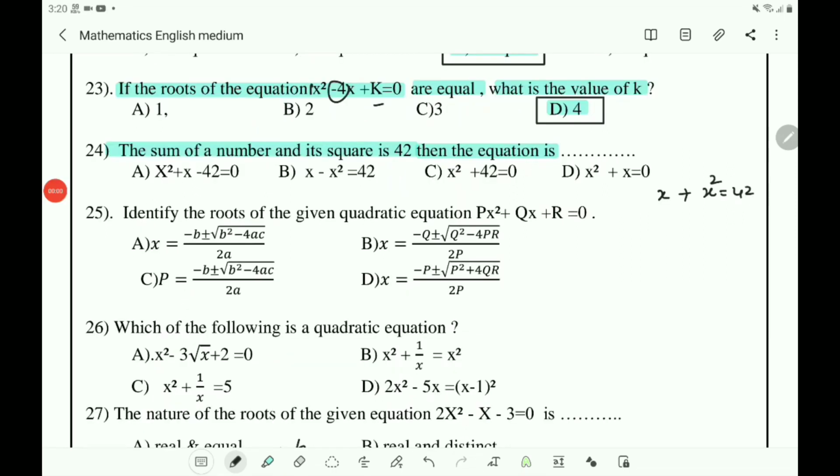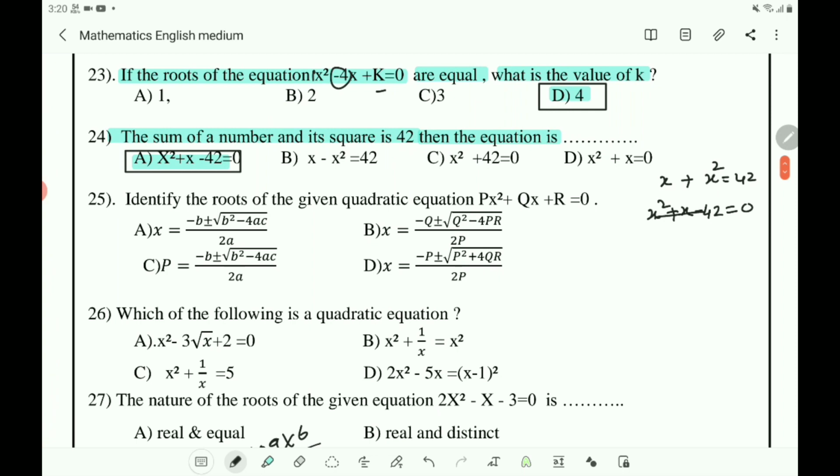So you will get x square plus x, transfer that 42 to the LHS, that becomes x square plus x minus 42 equals 0. So option A is the answer. Option A is the answer. x square plus x minus 42 equals 0.